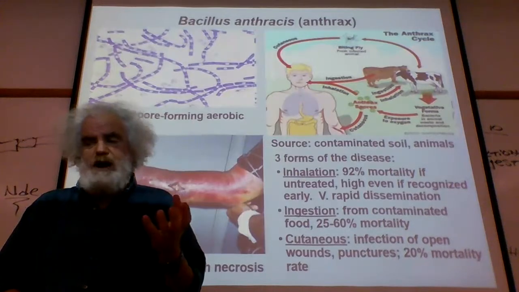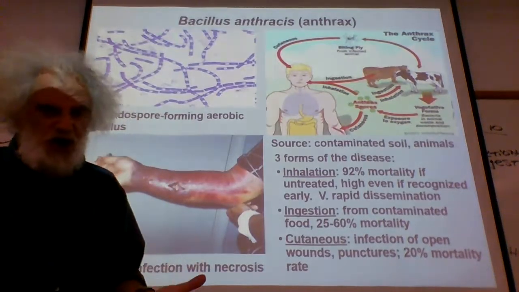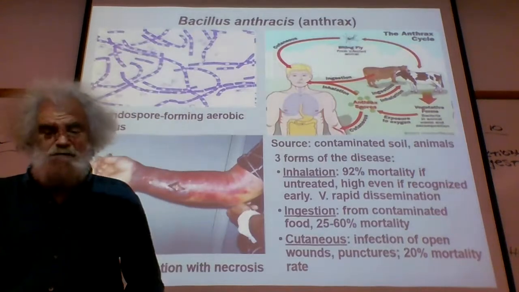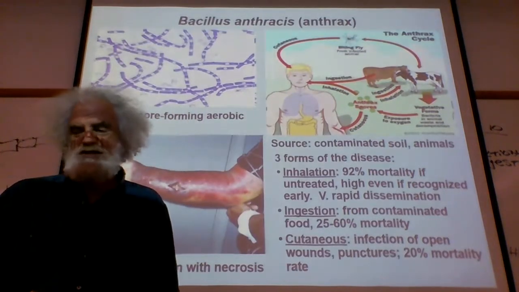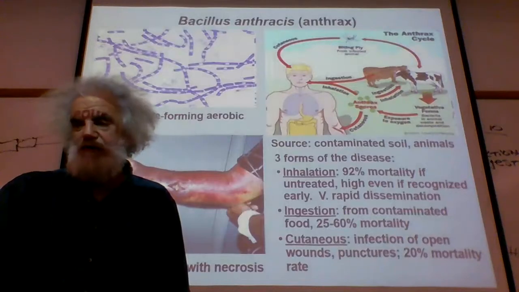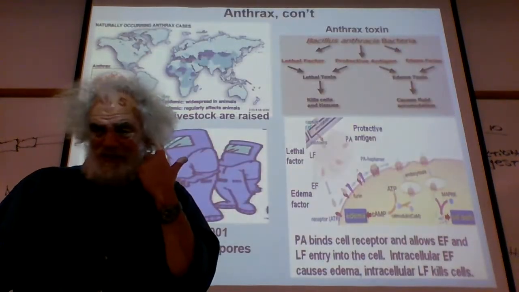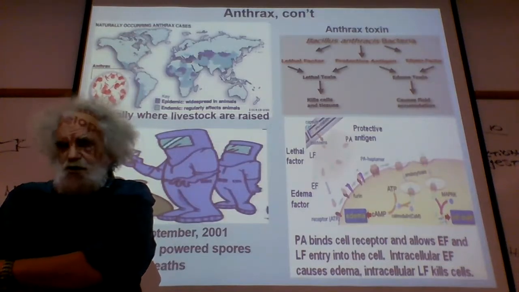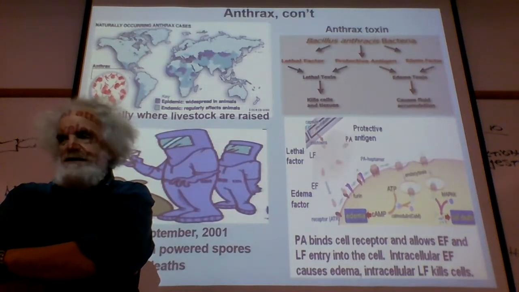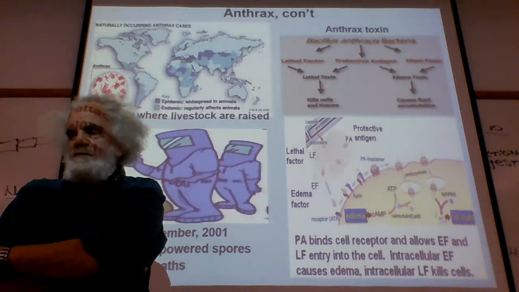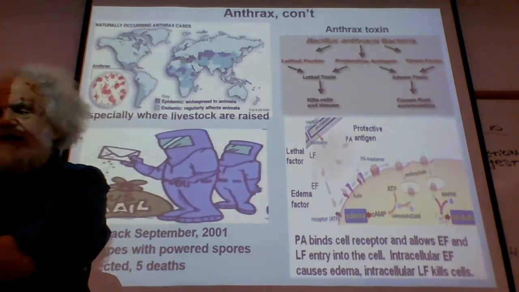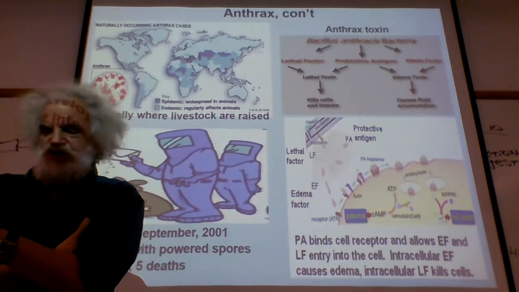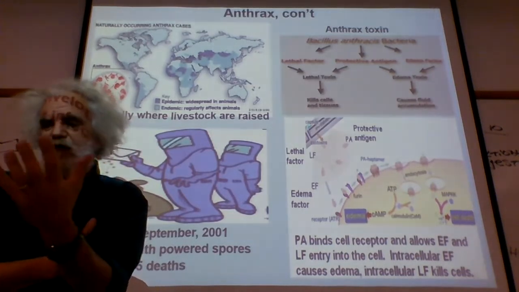So you have to worry if you get a cut that is contaminated with soil. Like if you're out in the garden or you scrape your knee, these are the kinds of things you need to be aware of and thinking about. Anthrax is naturally occurring, particularly where you have livestock. The anthrax itself has a number of different parts to it that are part of what makes it so deadly.